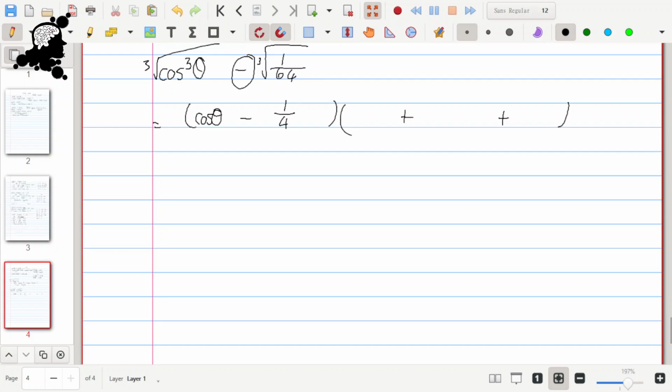To get the first term, I have to square cos theta. Cos theta squared gives me cos squared theta. To get the next term, I have to multiply these two. If I multiply these two, I get 1 over 4 cos theta. So 1 over 4 cos theta. To get the last term, I have to square the 1 over 4. 1 over 4 squared gives me 1 over 16. There I am, done. Life is great.